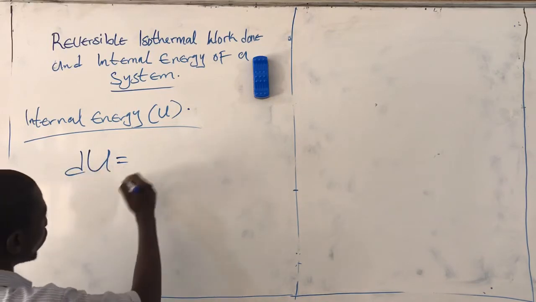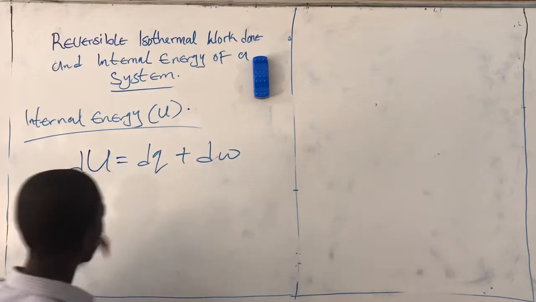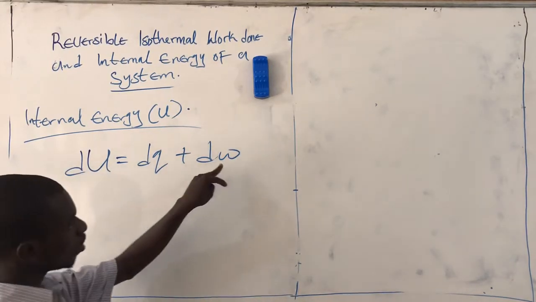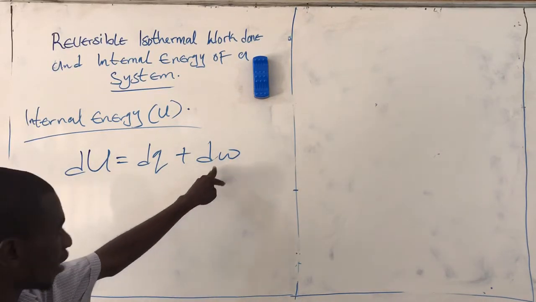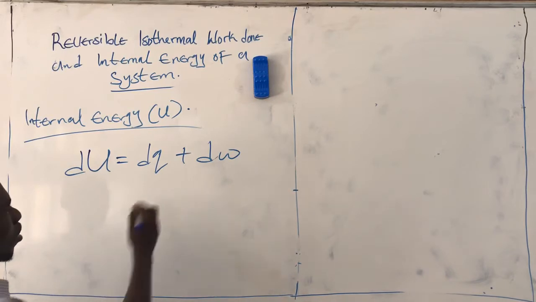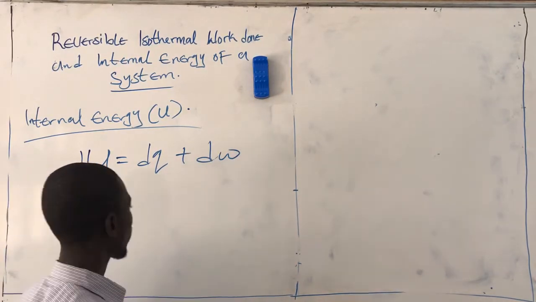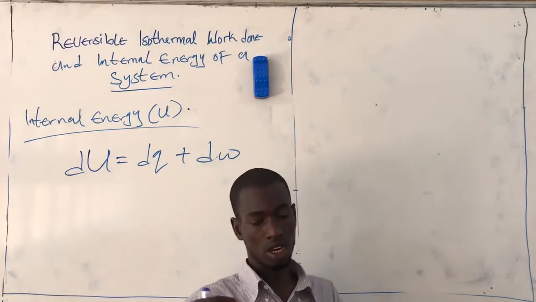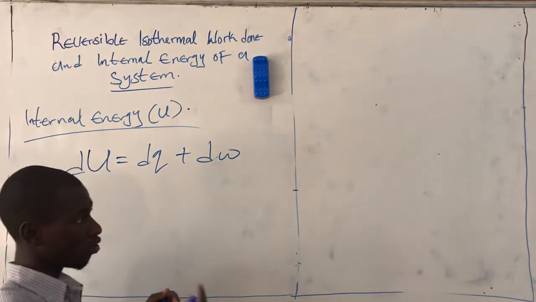dU is equal to dq plus dw. This is the internal energy, where dq is the quantity of heat transferred into the system, while dw is the work done on the system by the surrounding. And I would like to elaborate more on this work. There are two types of work in thermodynamics: work done on the system by the surrounding, and work done by the system on the surrounding.